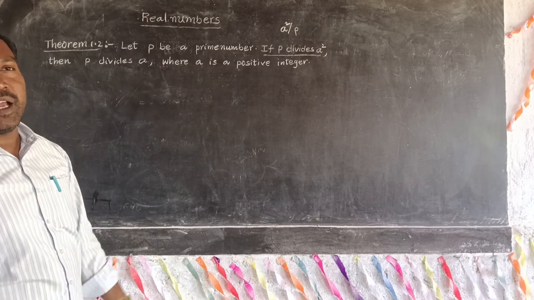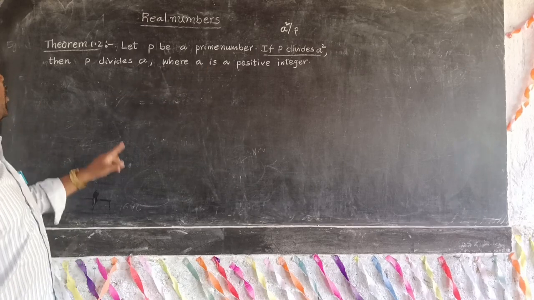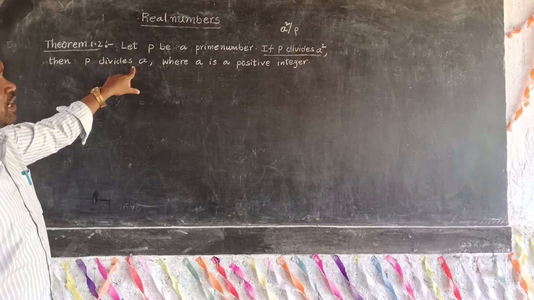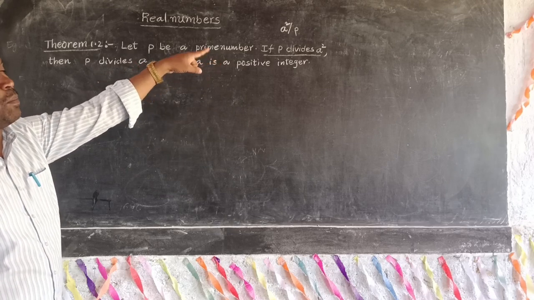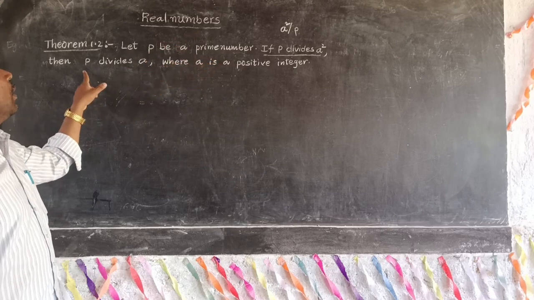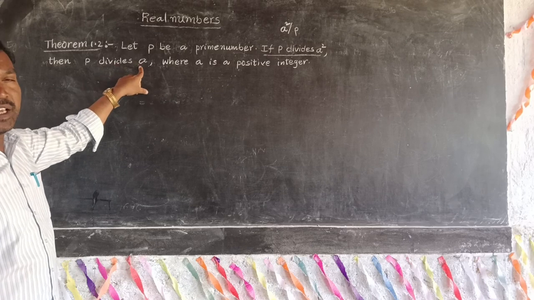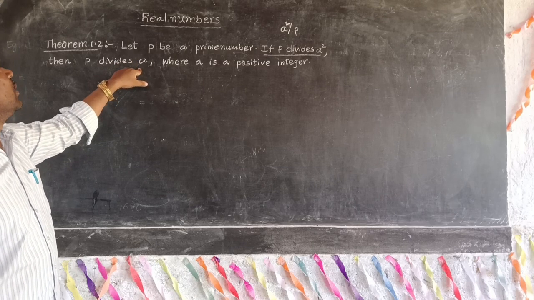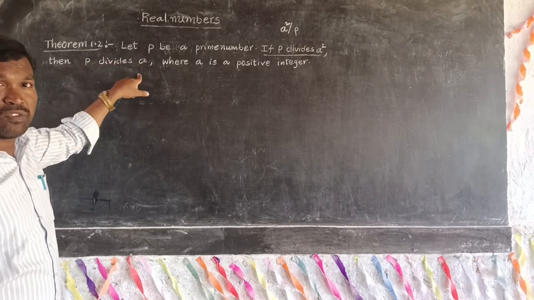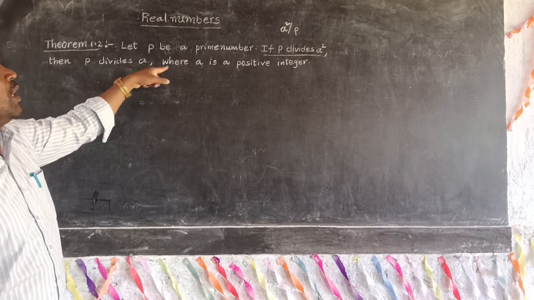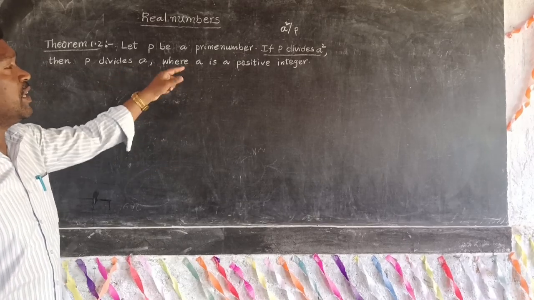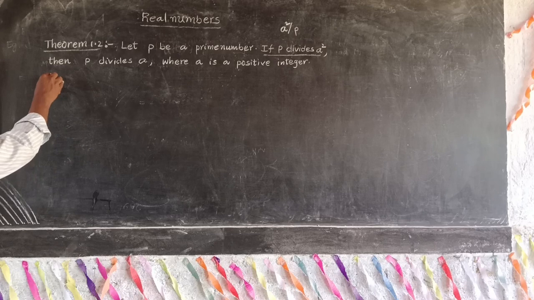Where a is a positive integer. We have to prove that p divides a. Given p divides a square and p is a prime number, then prove that p divides a. That means a by p, that means p is a factor of a. Here the given information is a is a positive integer.